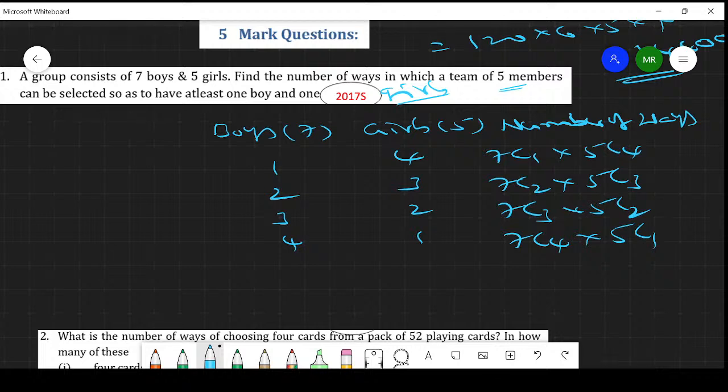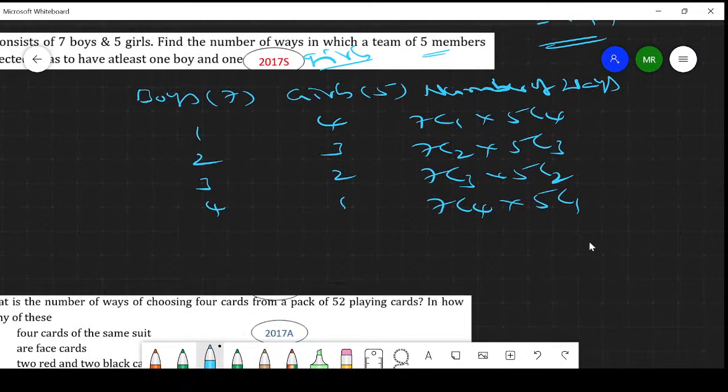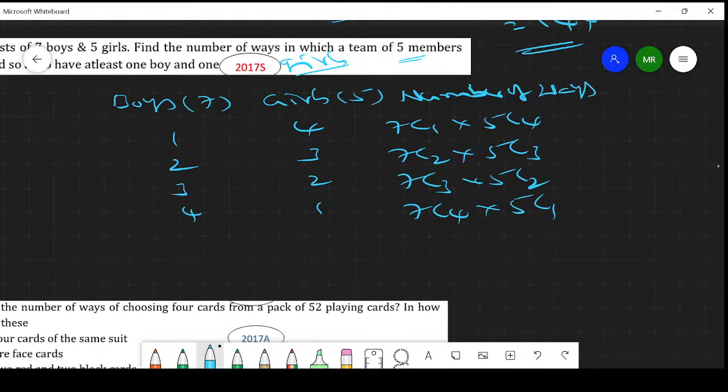Now you simplify this value. If you simplify, you will get the answer here. This is a 5 marks question. You can simplify 7C1 into 7. 5C4, find this value, 5 only it comes. And this one, 7C2, 7 into 6 by 2 into 1, it will be 21. Into 5C3, 10.